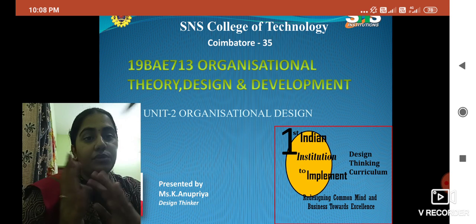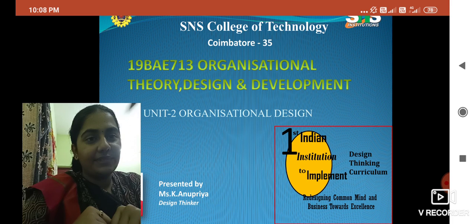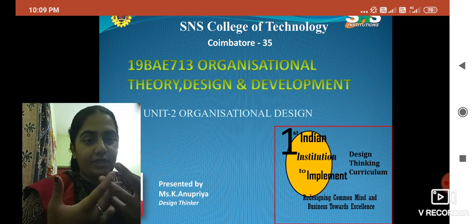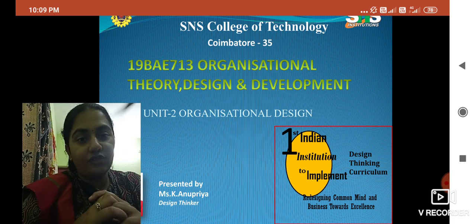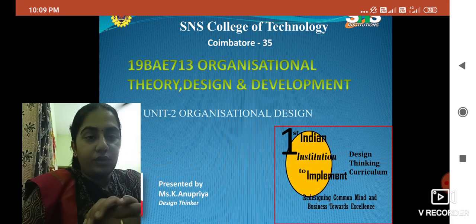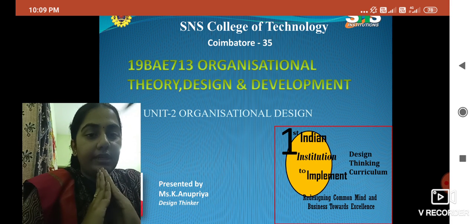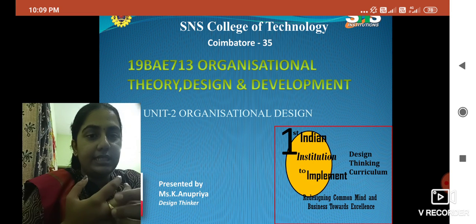We are moving to unit 2, topic 1, organizational design. Again, I'm introducing myself, Nupriya from SNS College of Technology, presenting for the MBA department, Coimbatore. Today we are going to see the organizational theory, design and development subject, in which we are moving on to unit 2, organizational design.